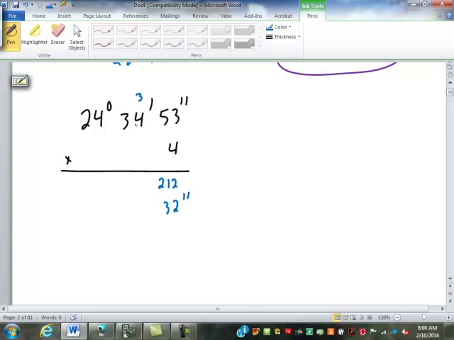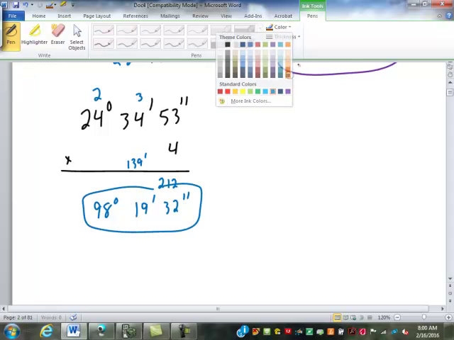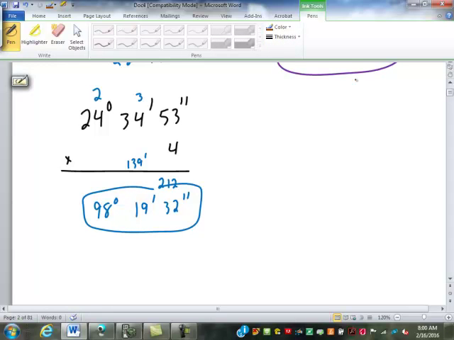4 times 34 is 136, right? Plus 3 is 139. We can take 60 out of that twice, which would be 120, leaving us with 19. 4 times 24 is 96, plus 2 is 98. So 98 degrees, 19 minutes, 32 seconds.